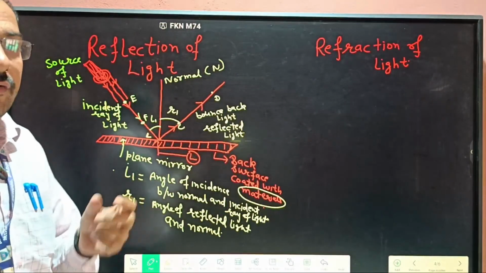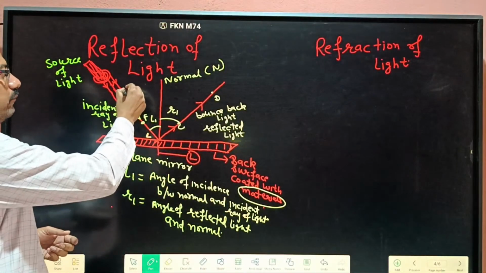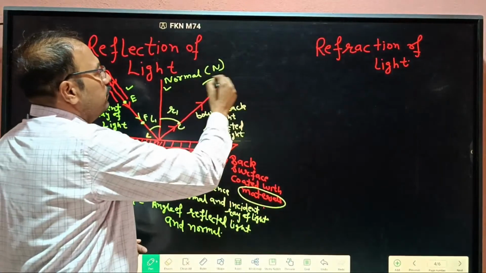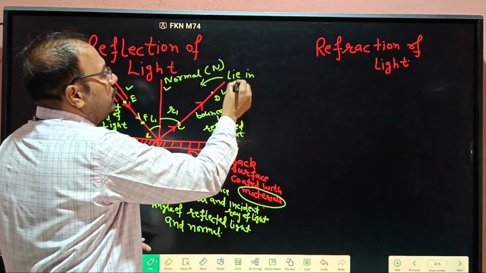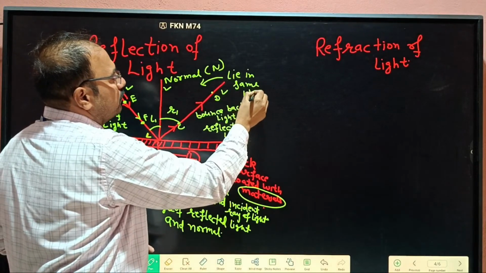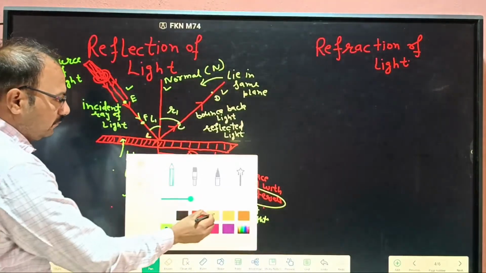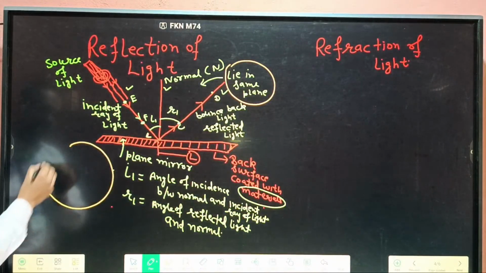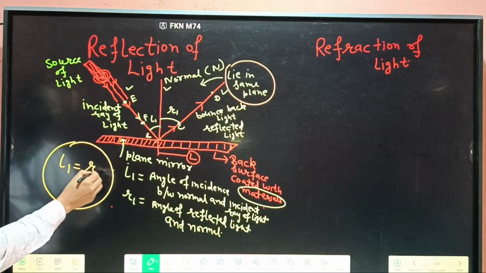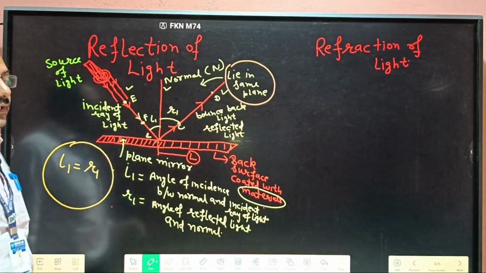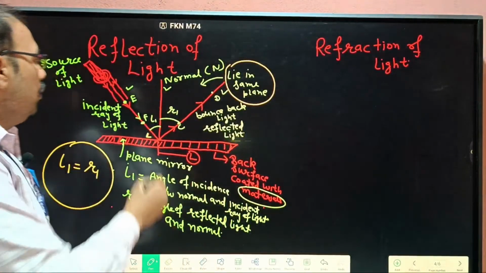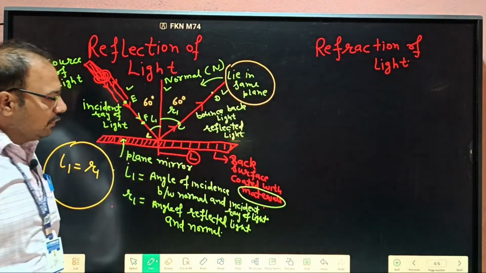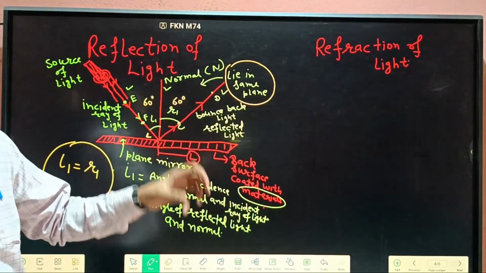And the second important thing, this incident ray, this normal and this reflected ray lie in the same plane. Okay, so this is important. Lie in same plane. And one more thing, I1 is equal to R1. So it means angle of incidence is always equal to angle of reflection. For example, this angle is 60 degree, so this angle is also 60 degree. So this is known as reflection of light and its law.